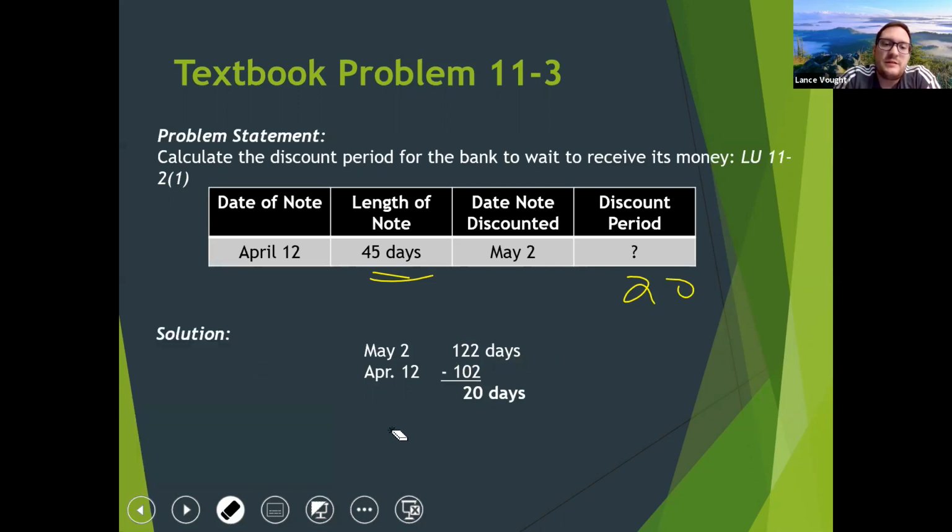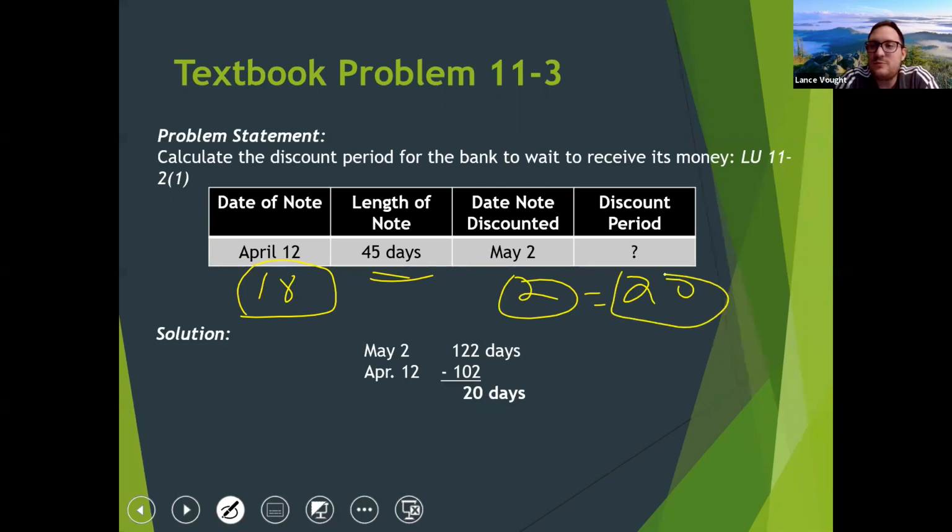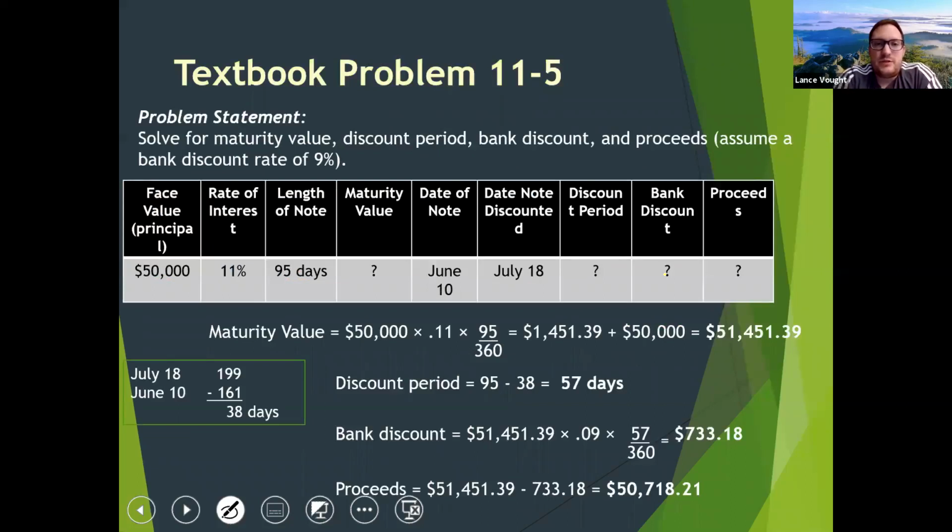I think in this case, it was probably easier to say, okay, there's 18 days after April 12th in April, and there's 2 days in May. So 20. I feel like that's easier than what the book conveys. And so here's one of the bigger problems that you could do.